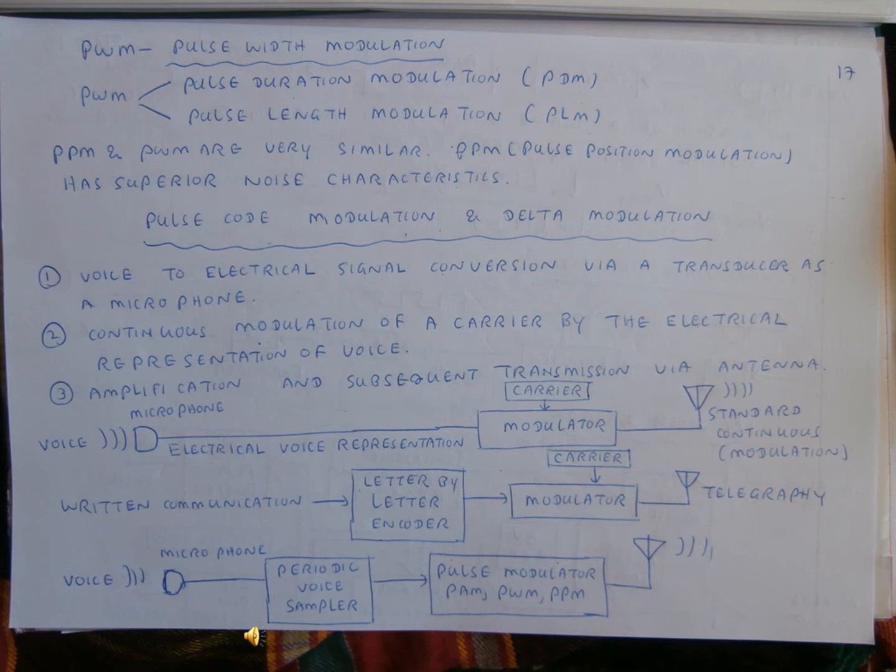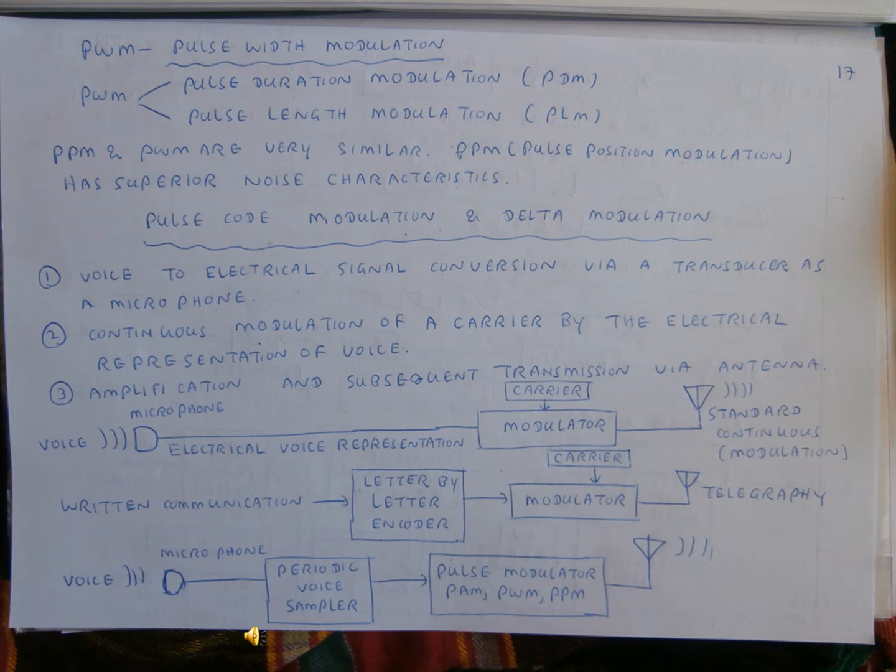So the voice needs to be represented by the electrical signal, and then the electrical signal needs to be continuously modulated. So the continuous modulation of the carrier by electrical representation of the voice, and then the amplification and the subsequent transmission via the antenna system. So that will be the three characteristics included in the pulse code modulation.